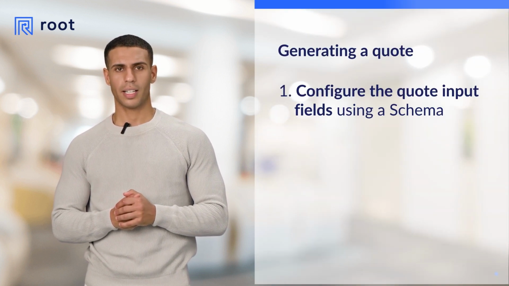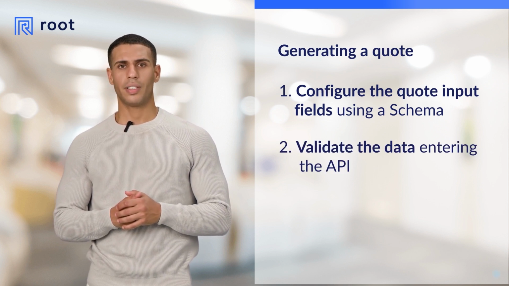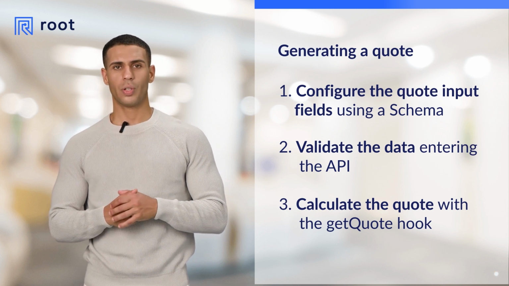In this video, I'll be showing you the configuration needed to generate an insurance quote on the Root platform. Generating a quote on Root involves three crucial steps: configuring the quote input fields using a schema, validating the data entering the API, and calculating the quote with the getQuote hook.